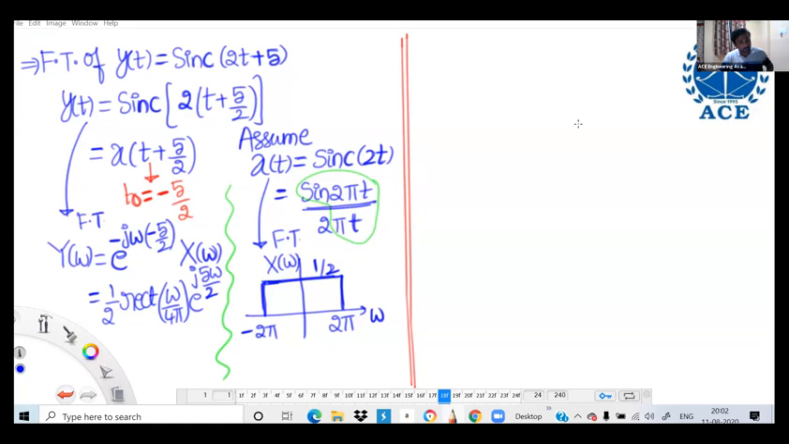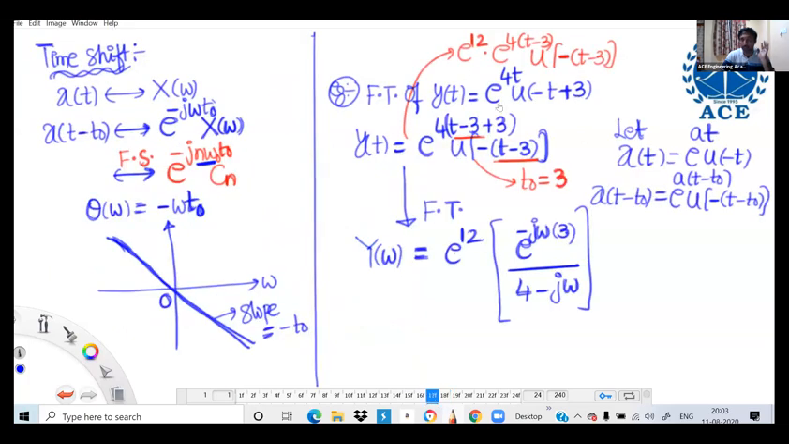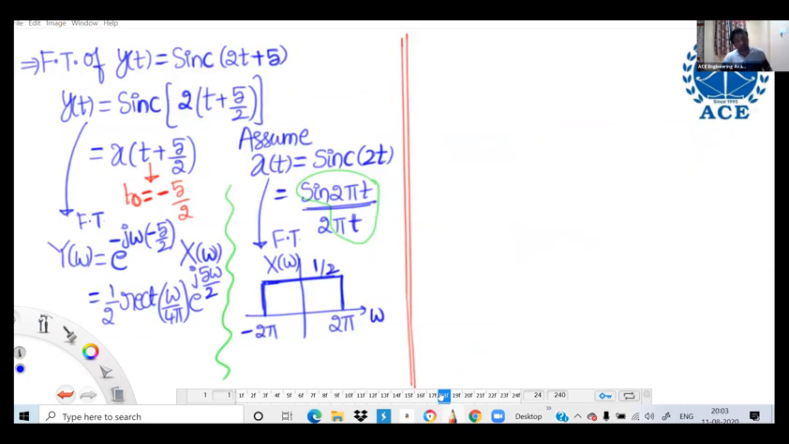Check the shift properly, and the known signal properly. Sinc 2t is the known signal. In our previous question, what is the known signal? e power minus t is the known signal. After that, check the shift. With the plus and minus sign only, the problem will go. You must be very careful. Let me see now how many of you will give the correct answer.